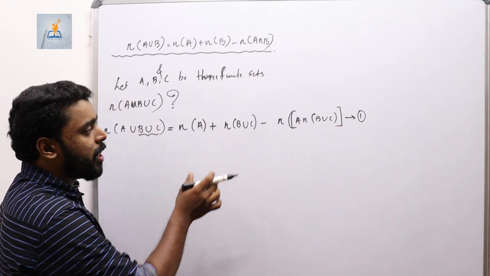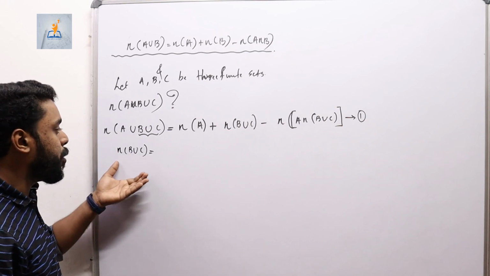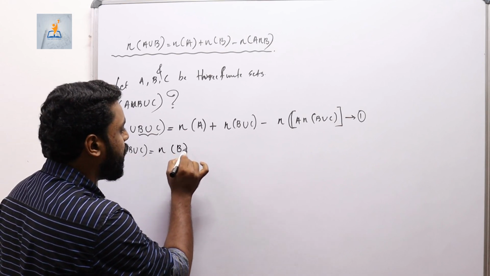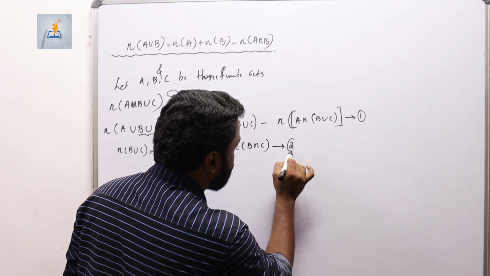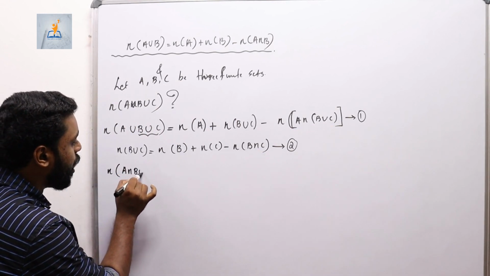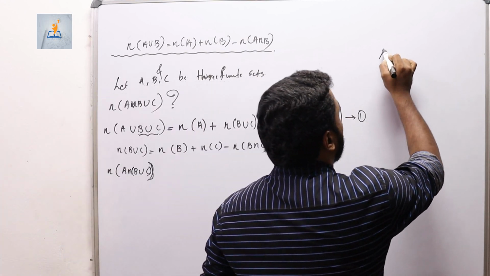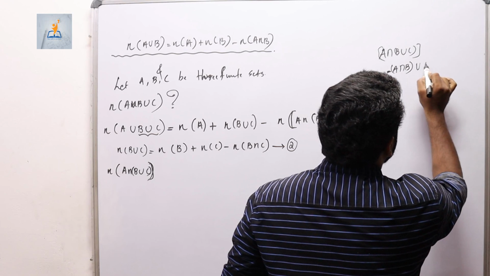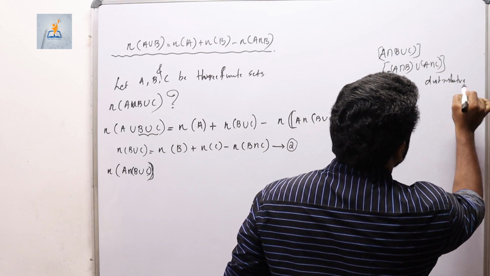Now in equation number 1, we are going to find out n of B union C. We know the formula for finding the number of elements in the union of two sets, isn't it? n of B union C is nothing but n of B plus n of C minus n of B intersection C. Let this be our equation number 2. Now we are going to evaluate this quantity. What is that? n of A intersection B union C. We know that this is very important: A intersection B union C is nothing but A intersection B union A intersection C. Do you remember this result? This property is known as the distributive property.